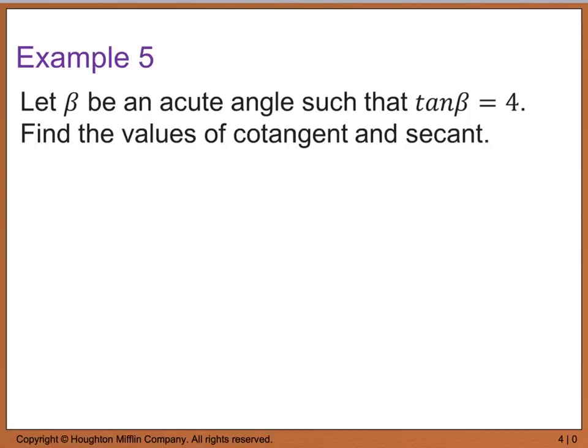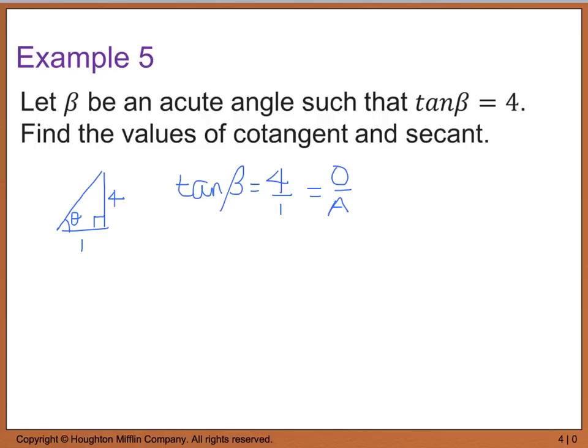Example 5 says, let beta be an acute angle such that the tangent of beta is equal to 4. So we also want to find the values of the cotangent of beta and the secant of beta. So again, I'm going to sketch what I know. I'm going to sketch a right triangle. I know that tangent of beta is equal to 4, and that's really 4 over 1, and tangent is equal to the opposite over the adjacent. So if this here is theta, let's say, my opposite side is 4, my adjacent side is 1.